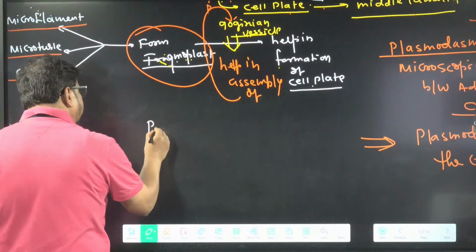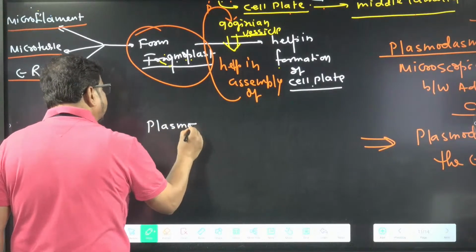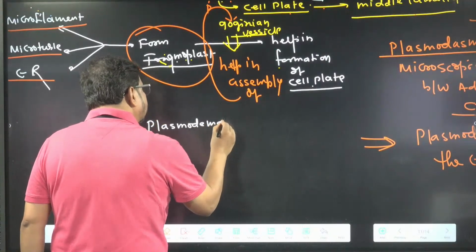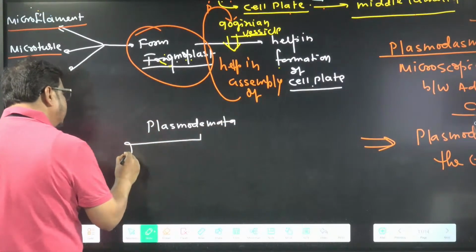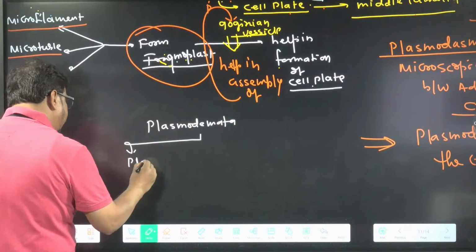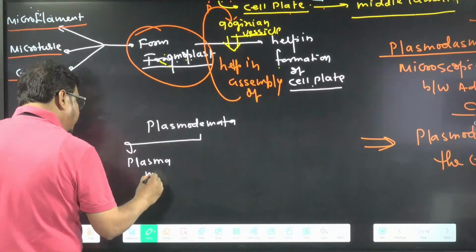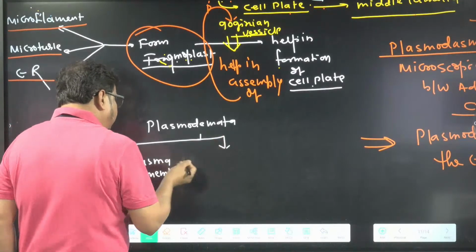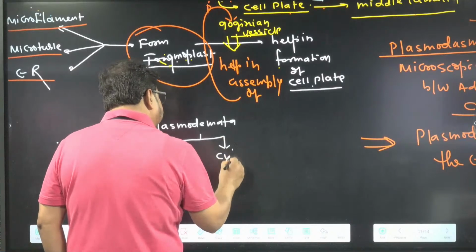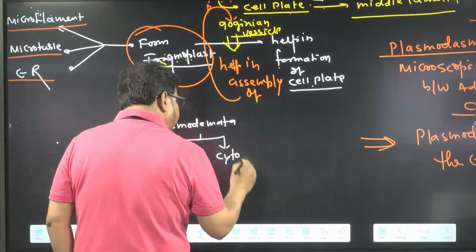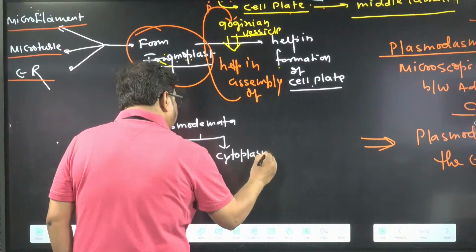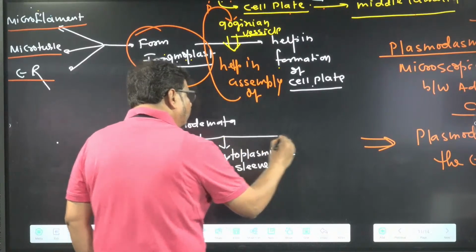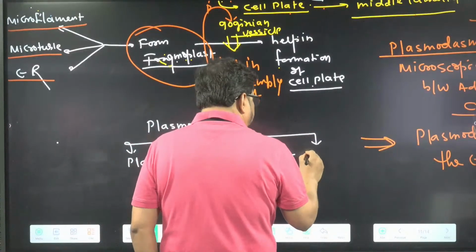So plasmodesmata is made up of how many components? Plasmodesmata is made up of three components. One component is the plasma membrane. Plasma membrane, you have to know, is the most ignored area. And another thing is which one? Cytoplasmic sleeve, and it is a very important area. And the third component is the desmotubule.